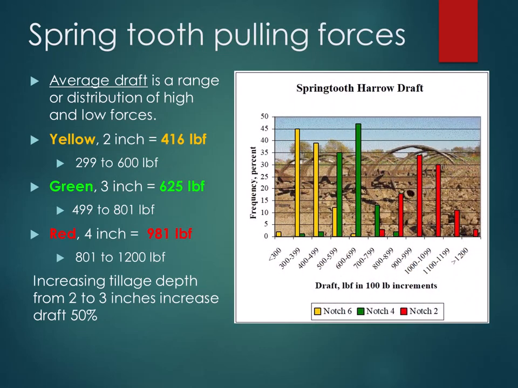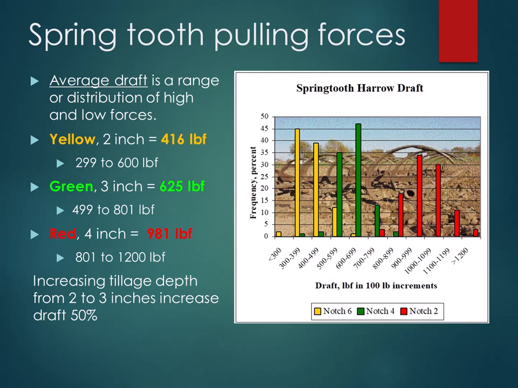An average draft is actually a distribution of oscillating pulling forces. This graph displays the pulling force in 100 pound increments on the horizontal axis and the frequency of those pulling forces on the vertical axis. For instance, the vertical yellow bars represent the implement set for shallow tillage about 2 inches deep. At that depth, 45% of the pulls were within 300 and 400 pounds force, and 40% were within 400 to 500 pounds force.